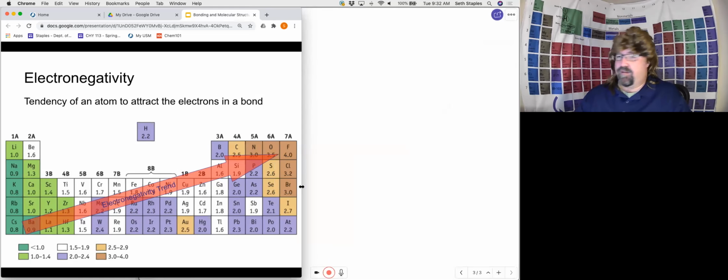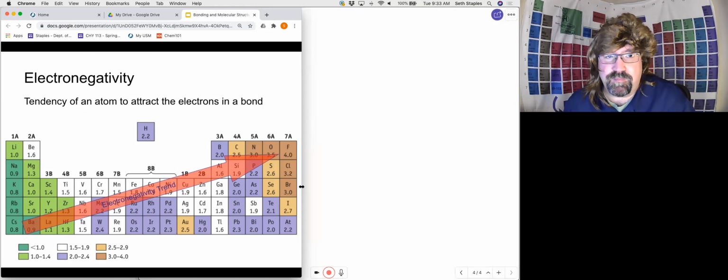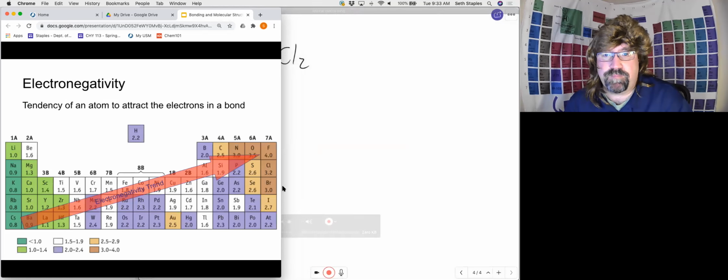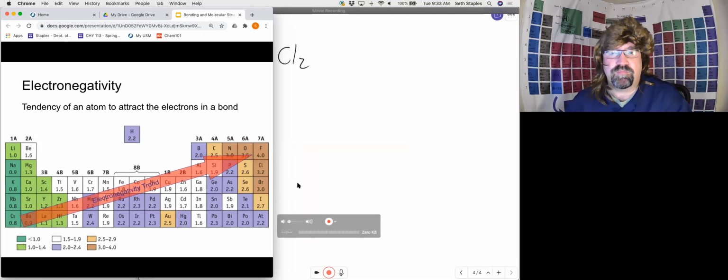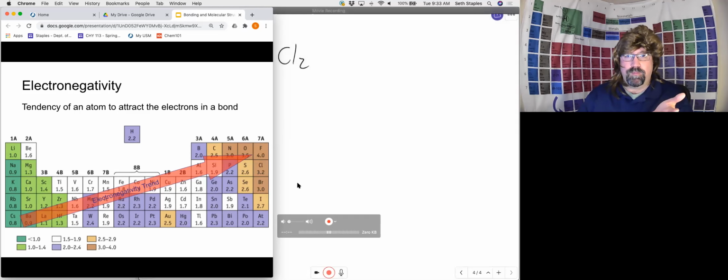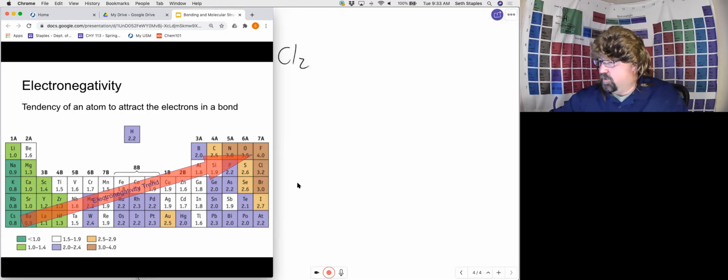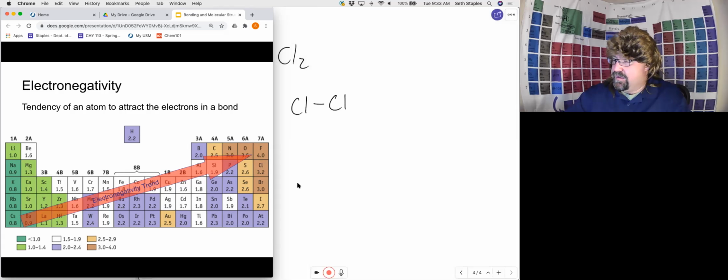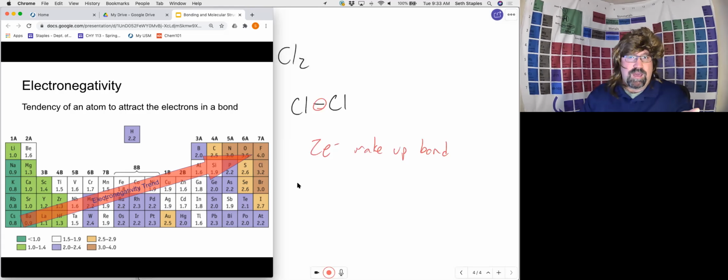Let's look at one of our diatomic molecules, something simple like Cl2. So just a chlorine diatomic molecule, Cl2. It's going to form a bond, so Cl to Cl. And these 2 electrons make up this bond between the 2 chlorine atoms.